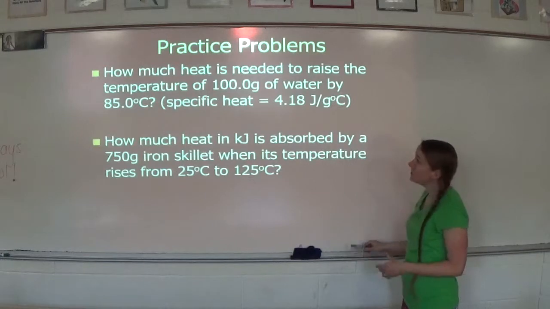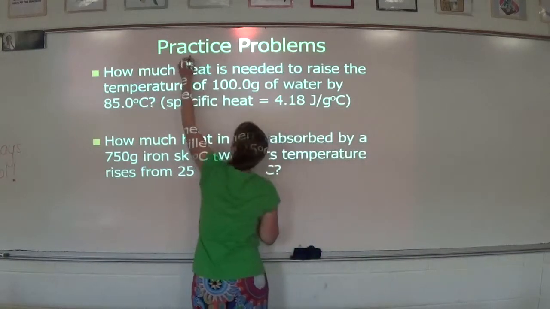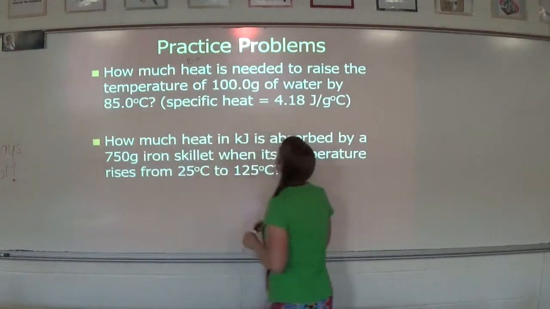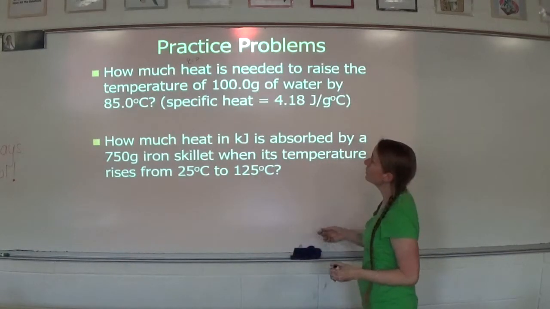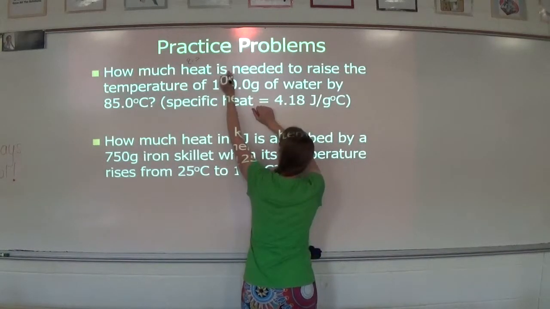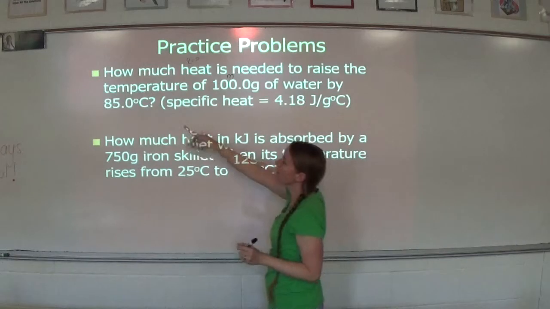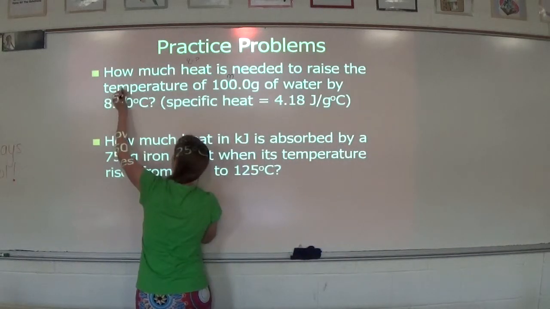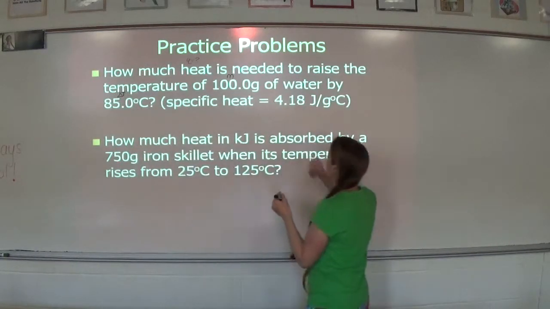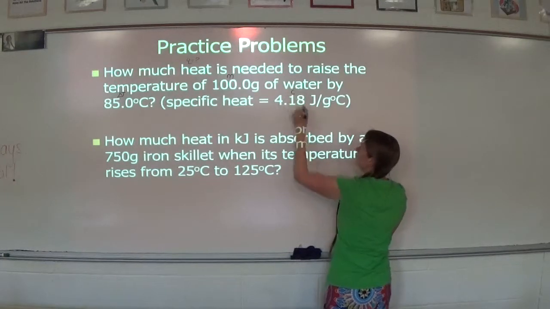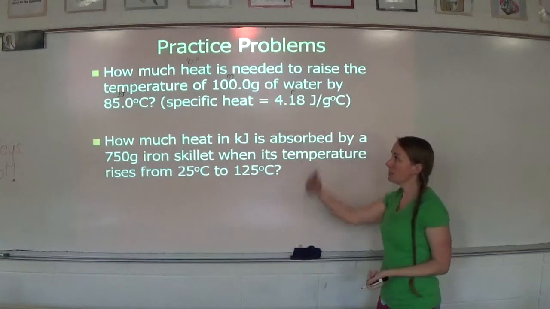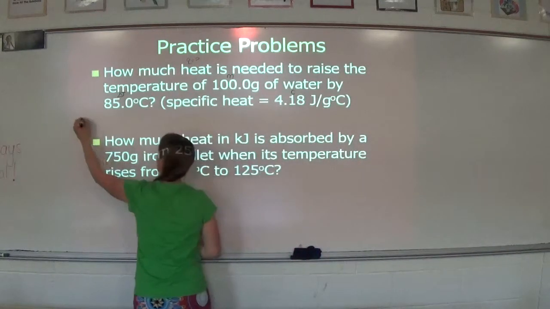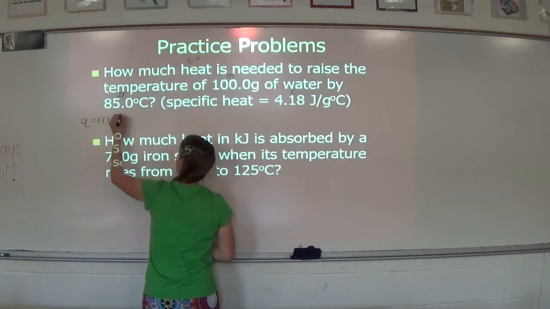Alright, so it says how much heat, so I'm looking for Q, is needed to raise the temperature of 100 grams of water, so there's my mass, by 85 degrees Celsius. So there's my change in temperature. Specific heat is 4.18 joules per grams degrees Celsius. So there's my C. So again, I'm solving for Q. I don't even have to rearrange.